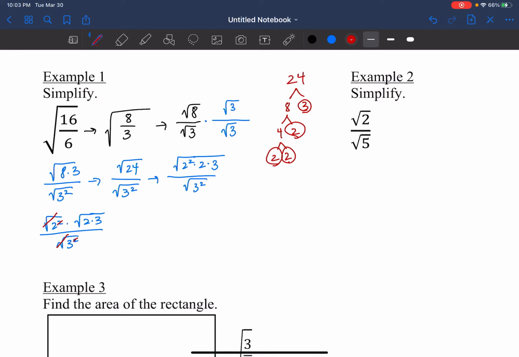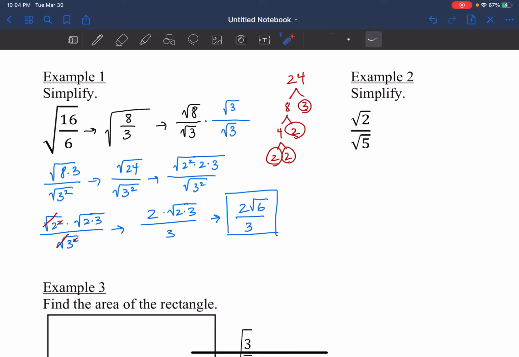So now this becomes 2 times the square root of 2 times 3 over 3. All right, the inside of the square root, I'm going to multiply it. This is what I mean by the inside. 2 times 3 is 6, and then over 3.